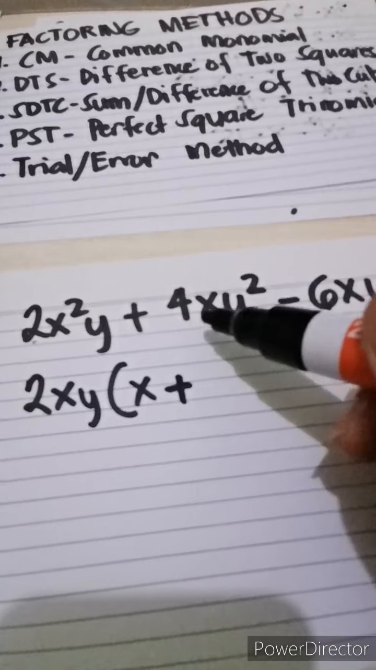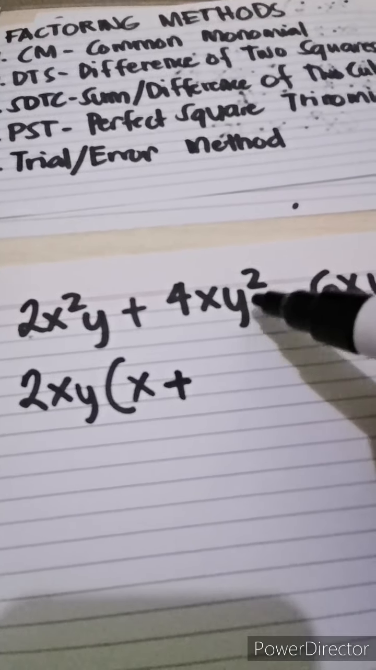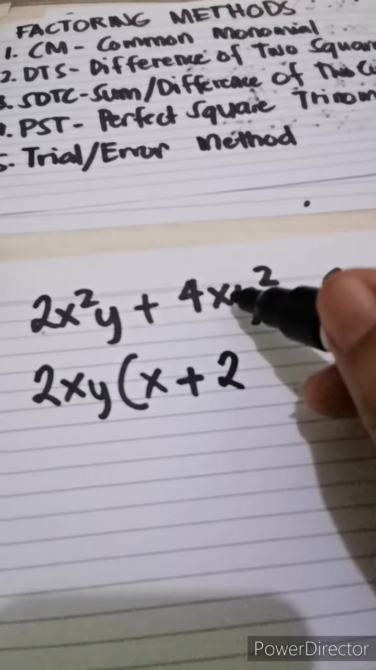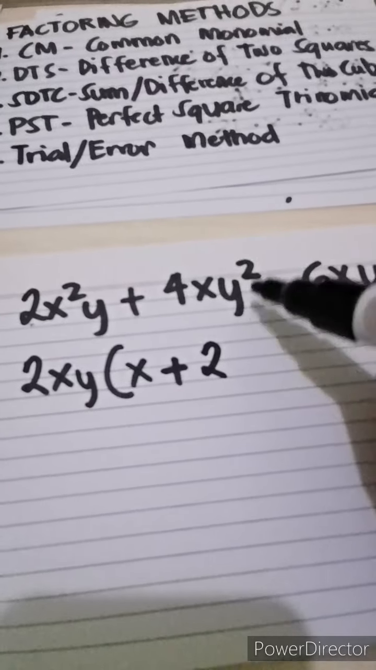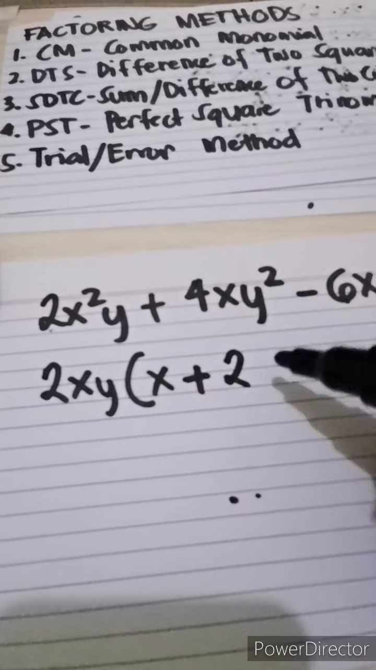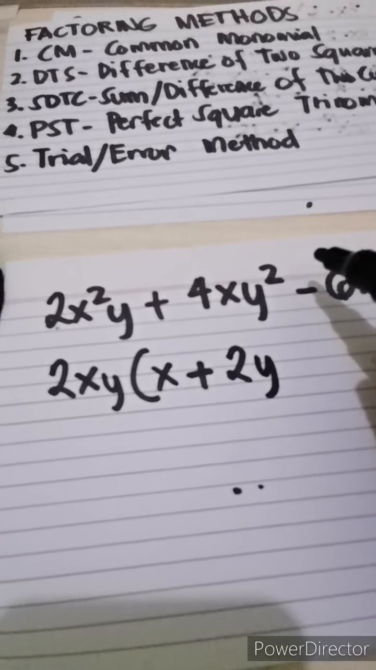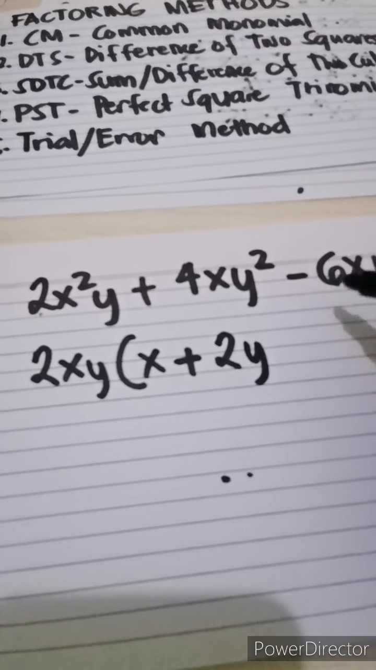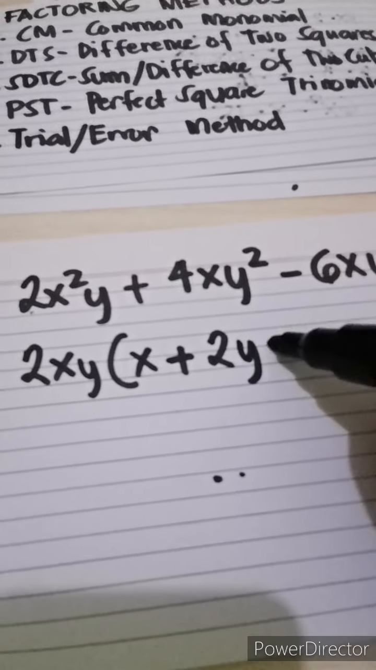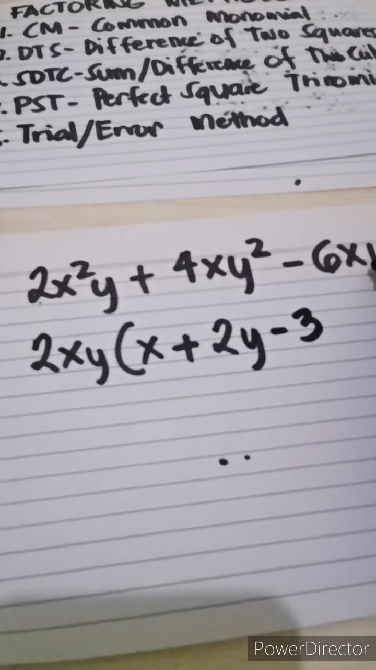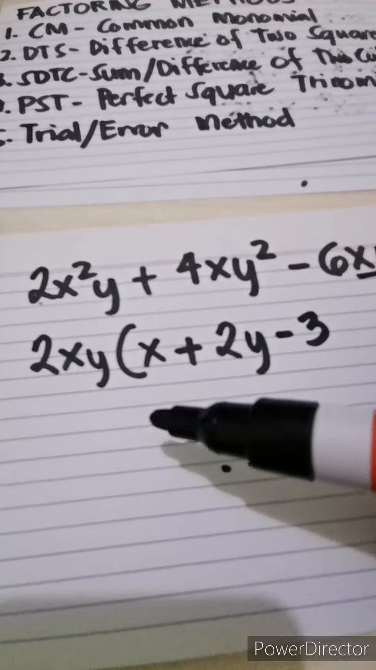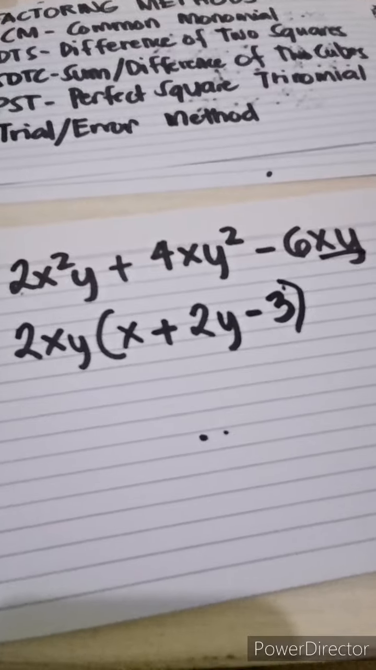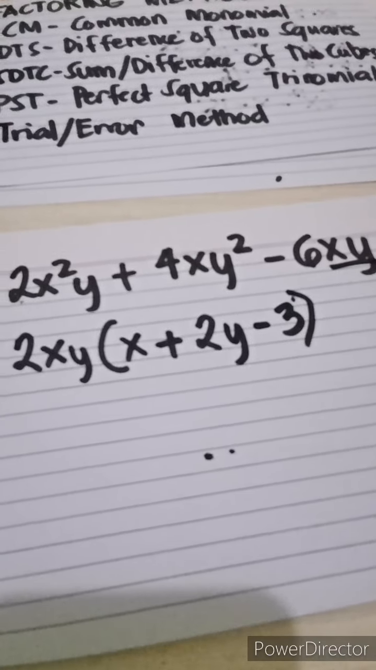Next, plus 4xy squared. 4xy squared divided by 2xy. 4 divided by 2 is 2. X divided by x is 1. Y squared divided by y is y. So, 4xy squared divided by 2xy is equal to x plus 2y. Next, negative 6 divided by 2 is negative 3. And then, parehas siya na xy din yung ating monomial. So, therefore, ang ating factors are 2xy times x plus 2y minus 3.